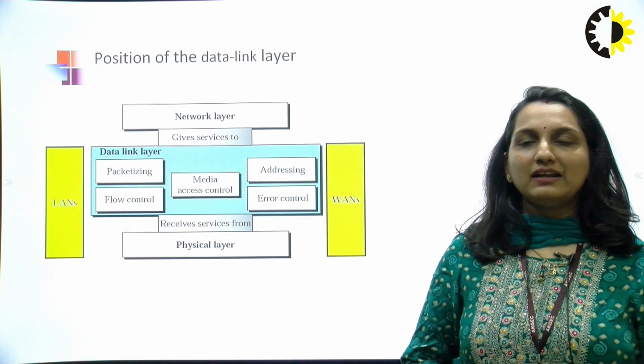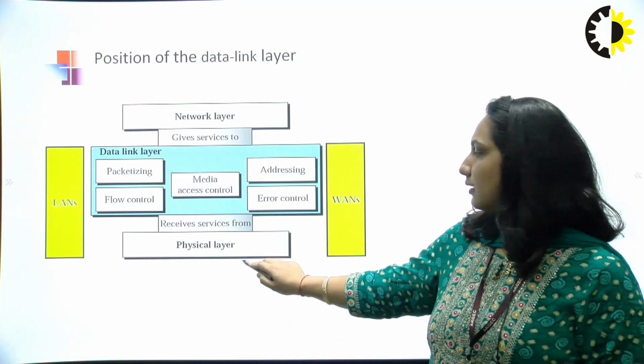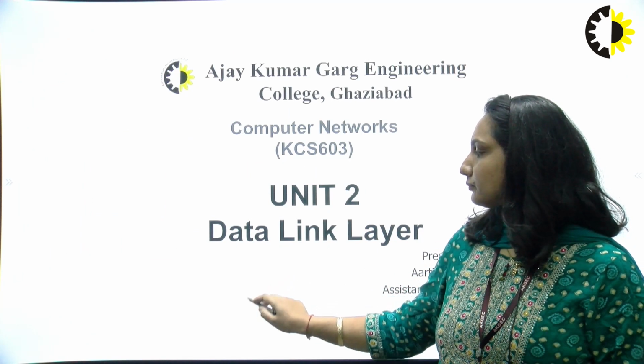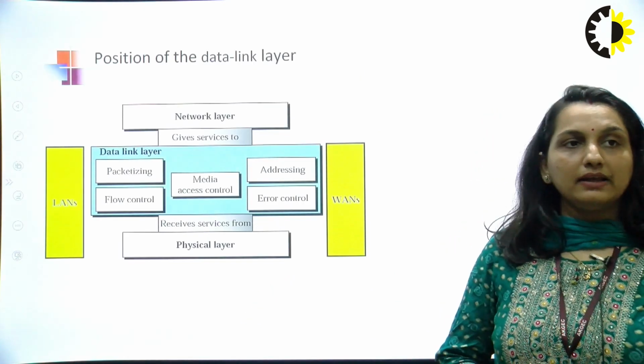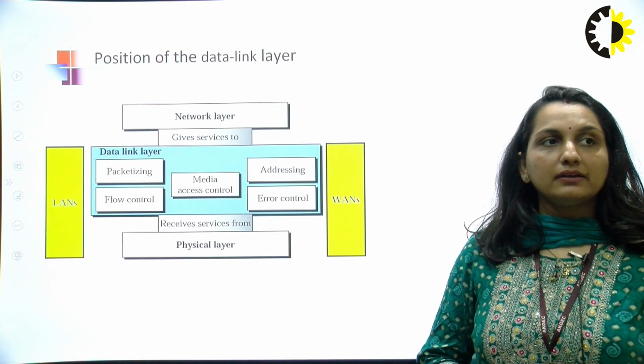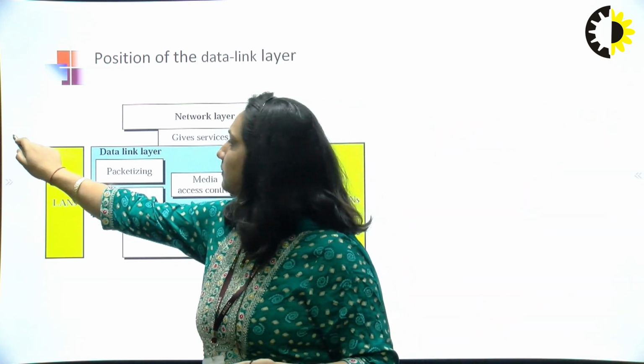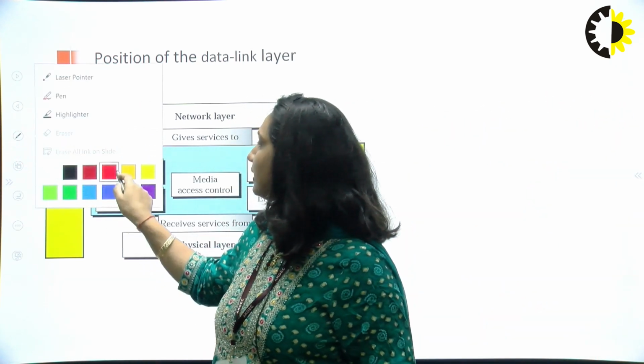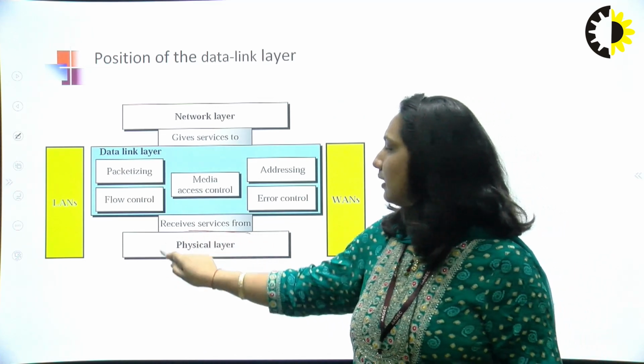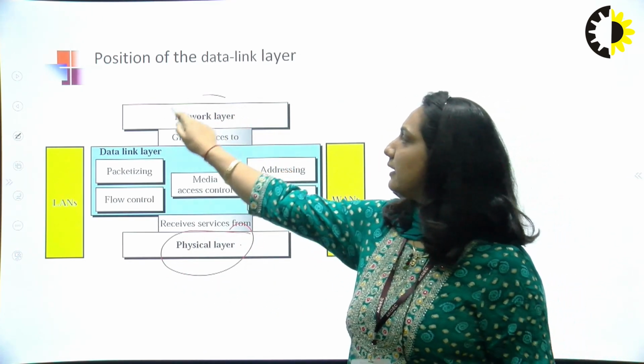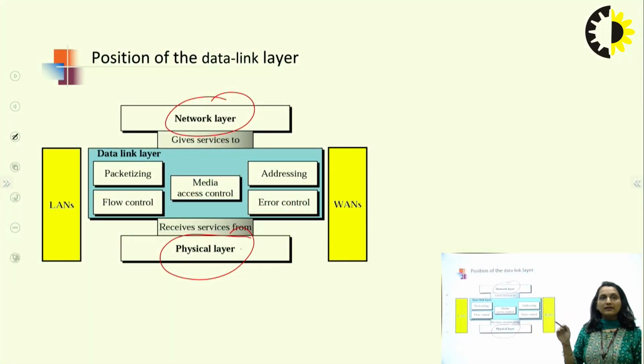Now the position of the data link layer. We have the data link layer here, in the middle of the physical layer and the network layer. So what is the use of it? What are the properties and features of the data link layer?